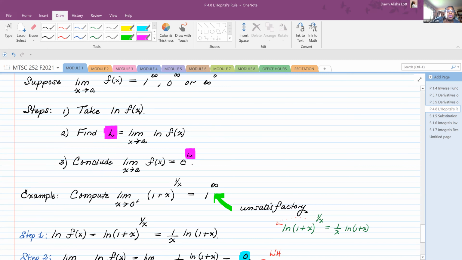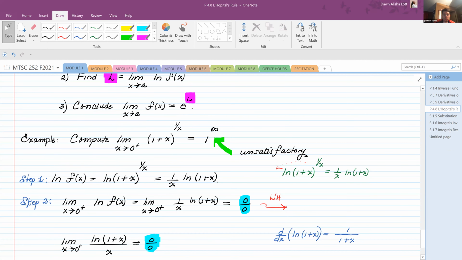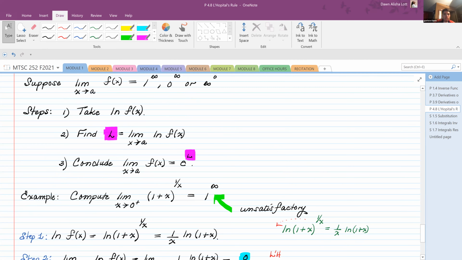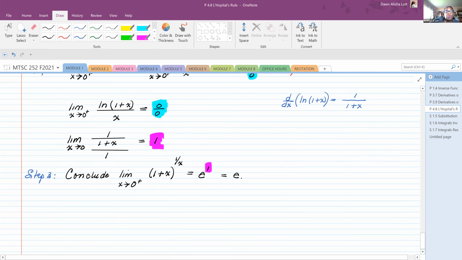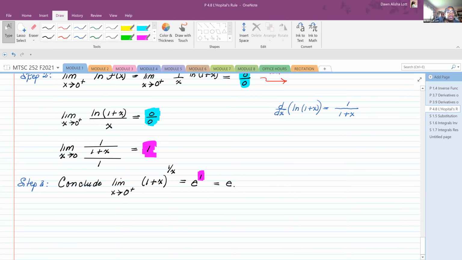So we went through the limit. We took the log. We simplified it, got 0 over 0, used L'Hopital's rule, got L to be 1. And so therefore the solution is e to that 1, which is just e. Okay, thank you. You're welcome. Any questions?